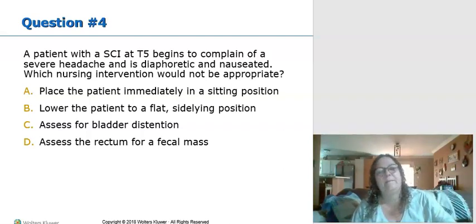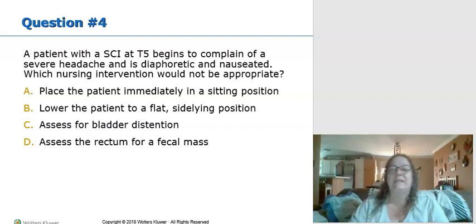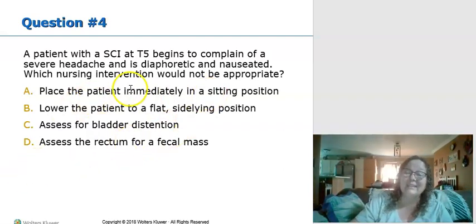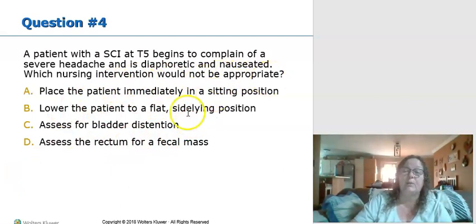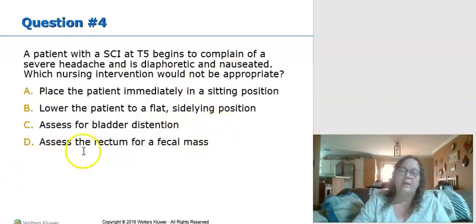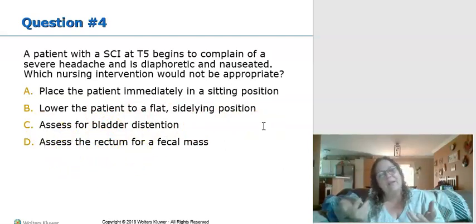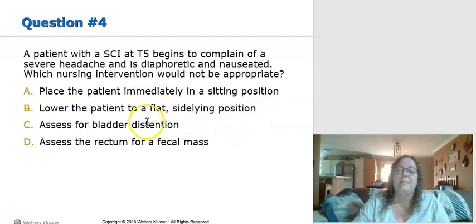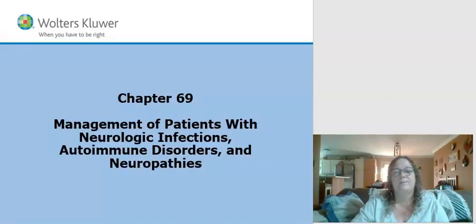So the answer is B. Lower the patient to a flat side-lying position. Remember, read carefully which would not be appropriate. So we're looking for a negative answer. And we just went over this, so we should know that we want to sit them up and assess the bowel and bladder, so we know those three are right and this is wrong. But if we knew nothing about this, sitting them up and lying them down are polar opposites. So one of those is wrong, right? If you know nothing, you've got a 50-50 chance. It's A or B. We know a little bit, so we know the B was wrong.